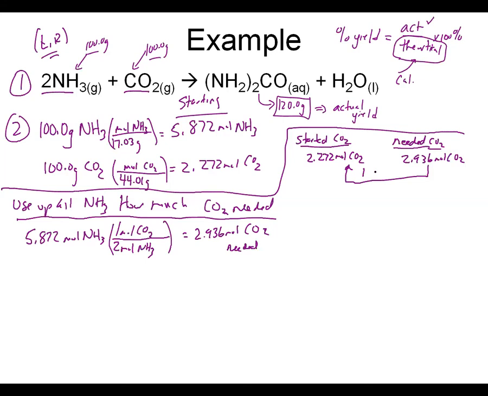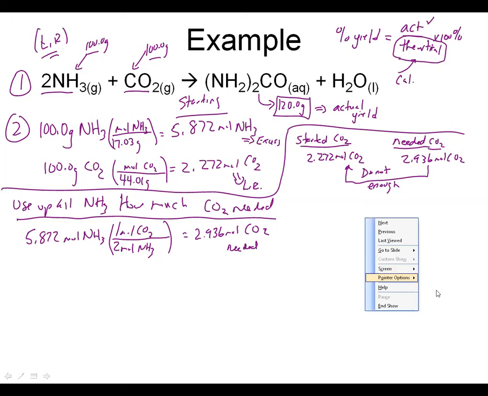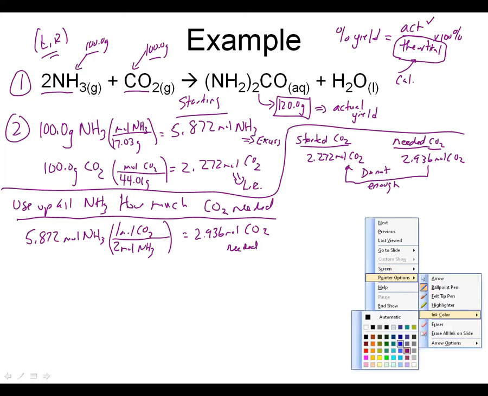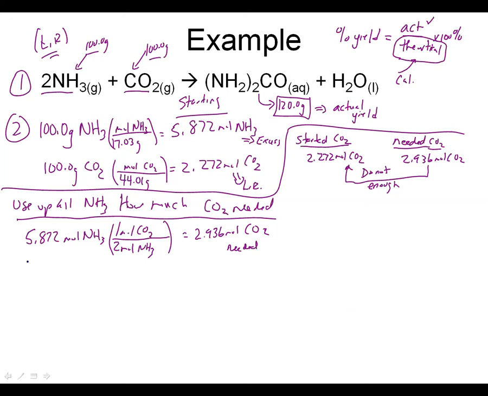do not have enough in this case. So based on what we're starting with, the CO2 here is the limiting reagent. The NH3 is the excess reagent. So that's why that calculation is really important, because it will tell you which one is which. Now, once we determine that, that is going to allow us to continue on to step number 3.